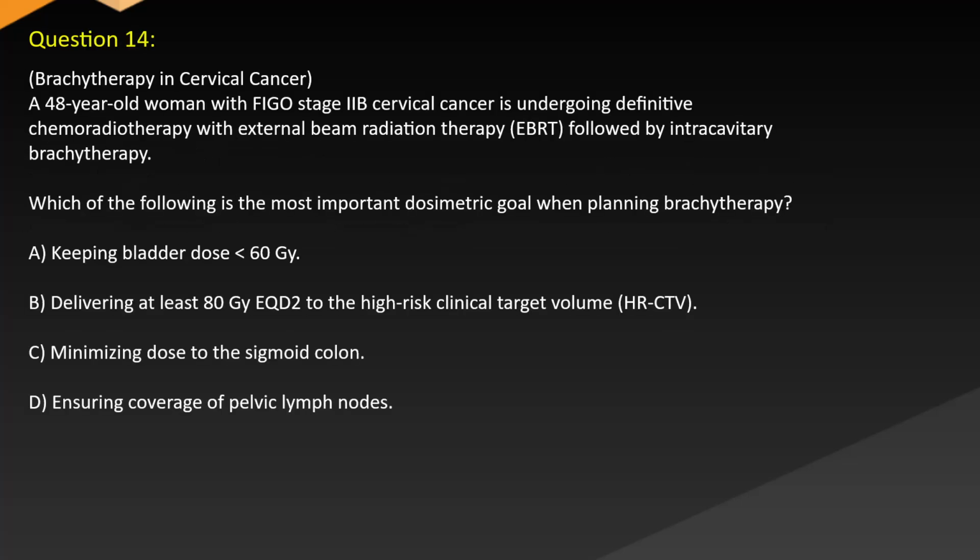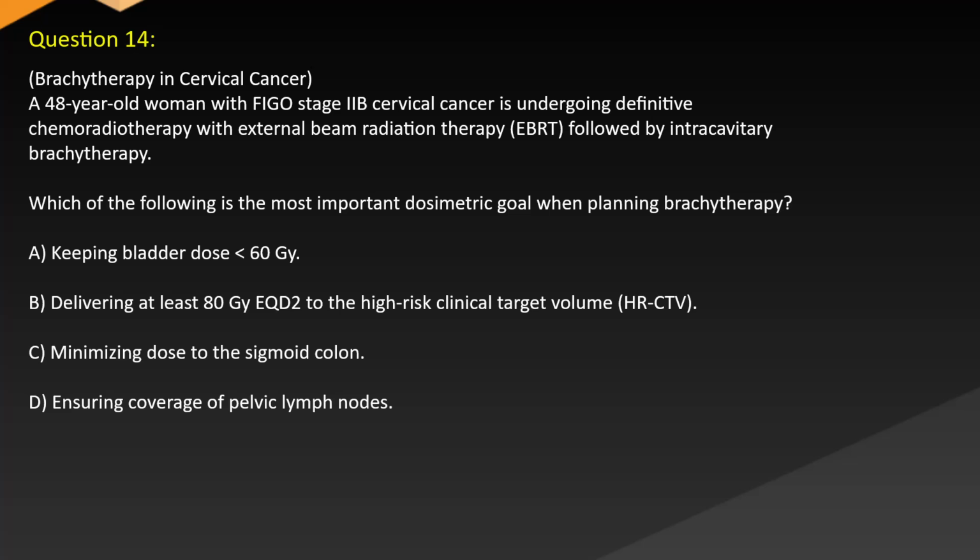Question 14. Brachytherapy in cervical cancer. A 48-year-old woman with FIGO stage IB cervical cancer is undergoing definitive chemoradiotherapy with external beam radiation therapy followed by intracavitary brachytherapy. Which of the following is the most important dosimetric goal when planning brachytherapy?